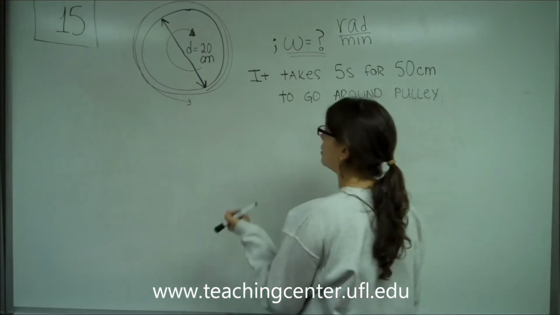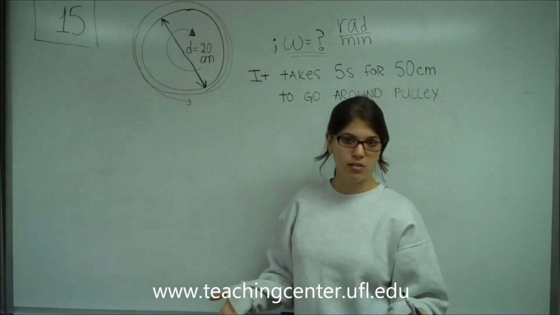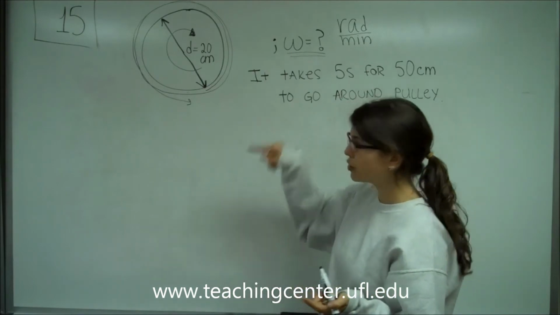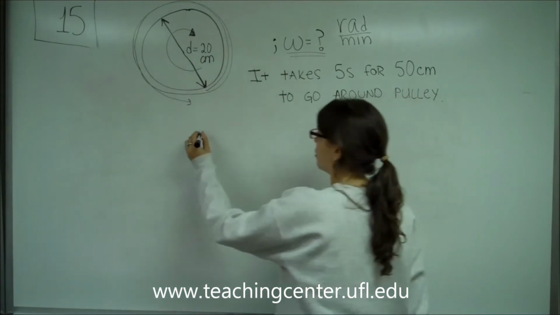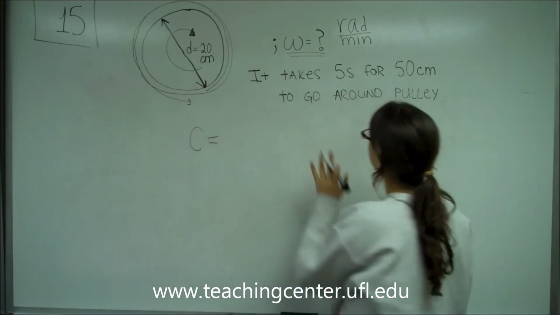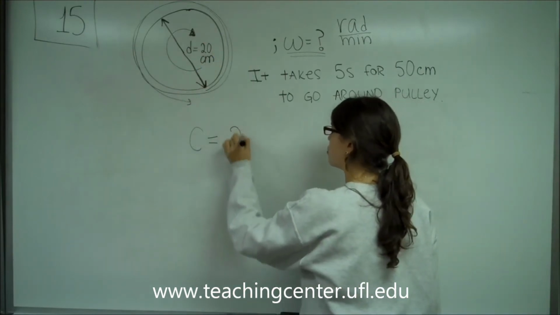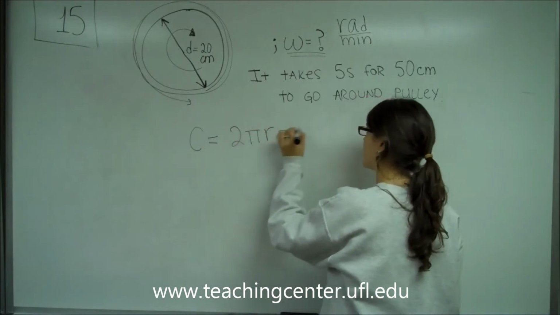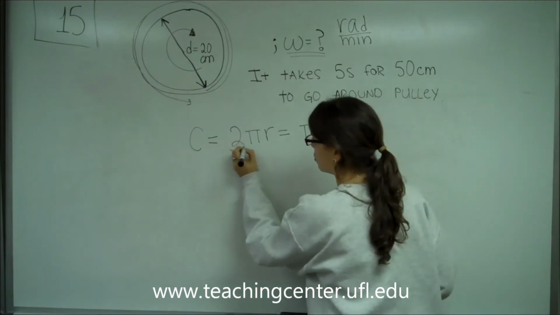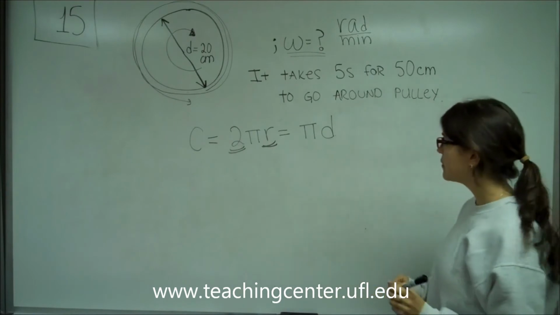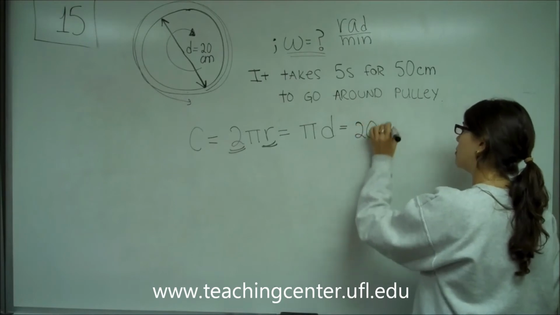The diameter is 20 centimeters. If I want to go around this thing, I have to find the circumference at some point, because I want to know how many times I go around. The circumference matters because the belt that's 50 centimeters is going around the circumference. The definition is 2 pi r, which is the same thing as pi times the diameter, because the diameter is basically 2 times r.